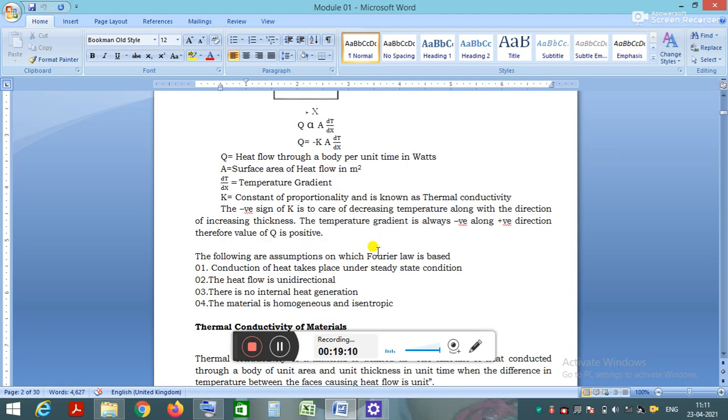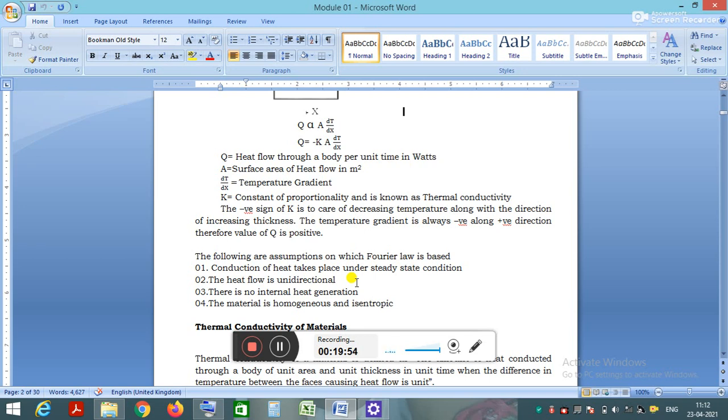In stating the Fourier law, we assume that the conduction of the heat takes place under steady state condition, and the heat flow is unidirectional. I already said Fourier law is applicable only for one-dimensional cases. It gives the amount of heat which is transferring only in one direction. Actually the heat transfer takes place in all the directions, but the Fourier law gives the amount of heat which is transmitted only in one direction, and it also assumes that there is no internal heat generation.